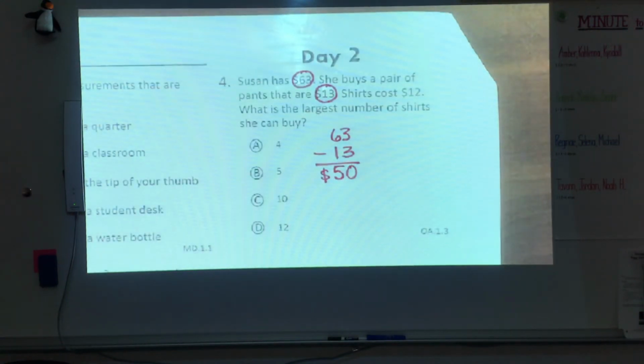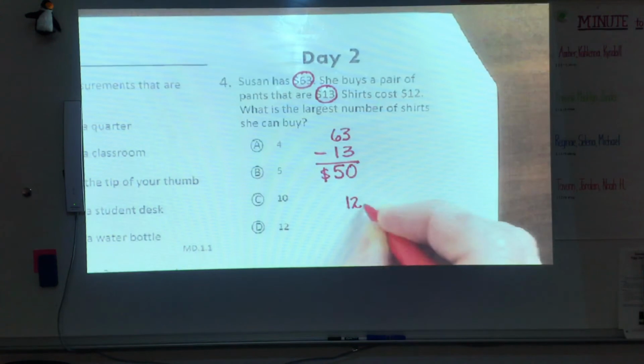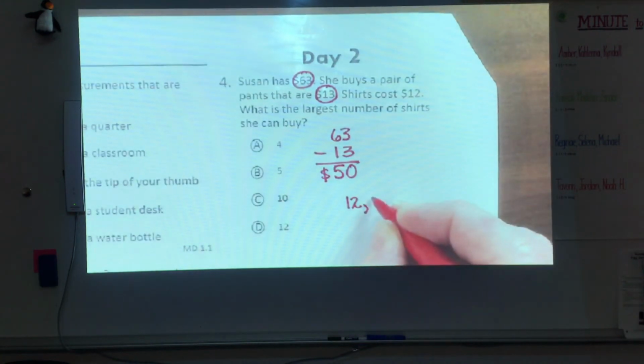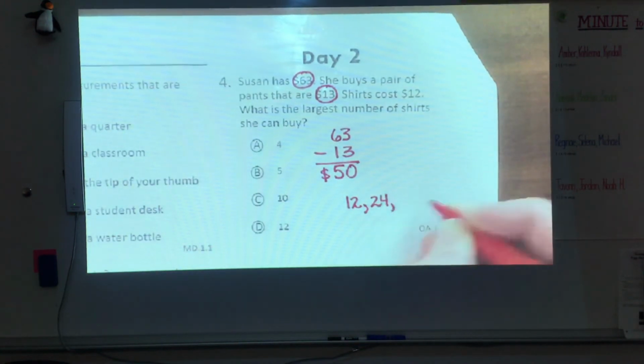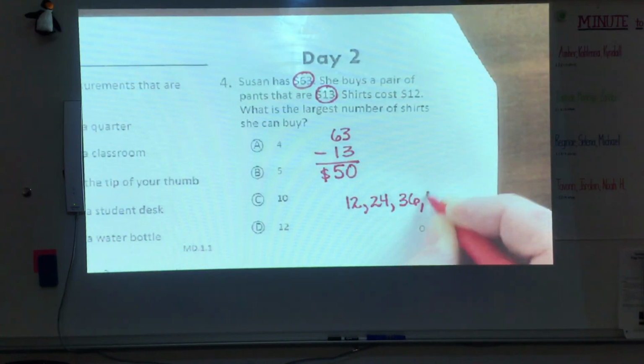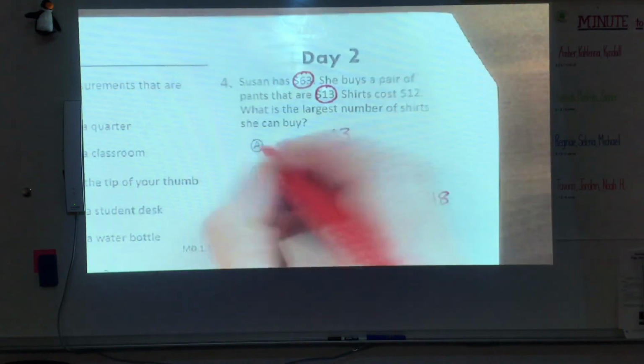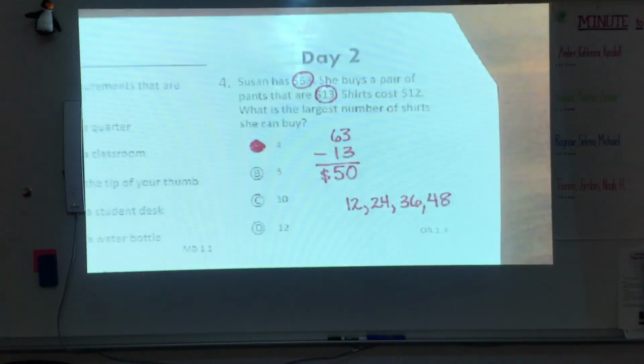Now what? Well, now her shirts cost $12. So she has $50. I'm wondering how many she can buy. Well, 1 shirt would be 12, right? So 2 shirts would be 24, 3 shirts, 36, 4 shirts, 48. And if we buy another one, we're going to go over that 50, right? We don't have enough money left. So it looks like we can buy 4 shirts. Yay! All right, last one.